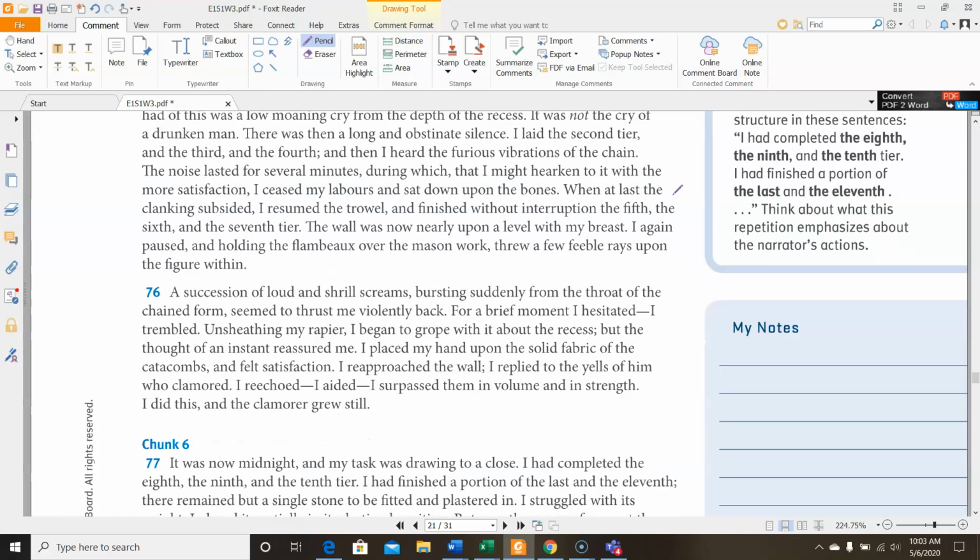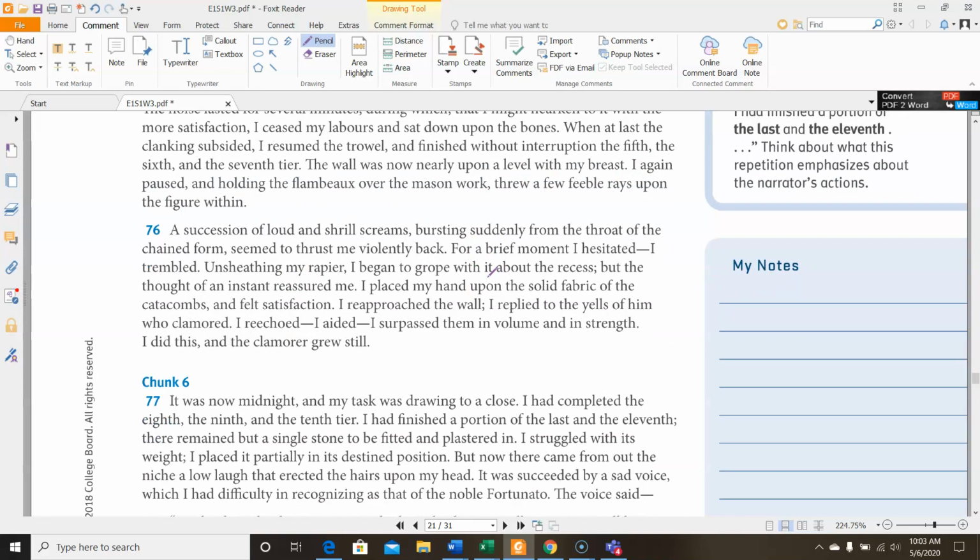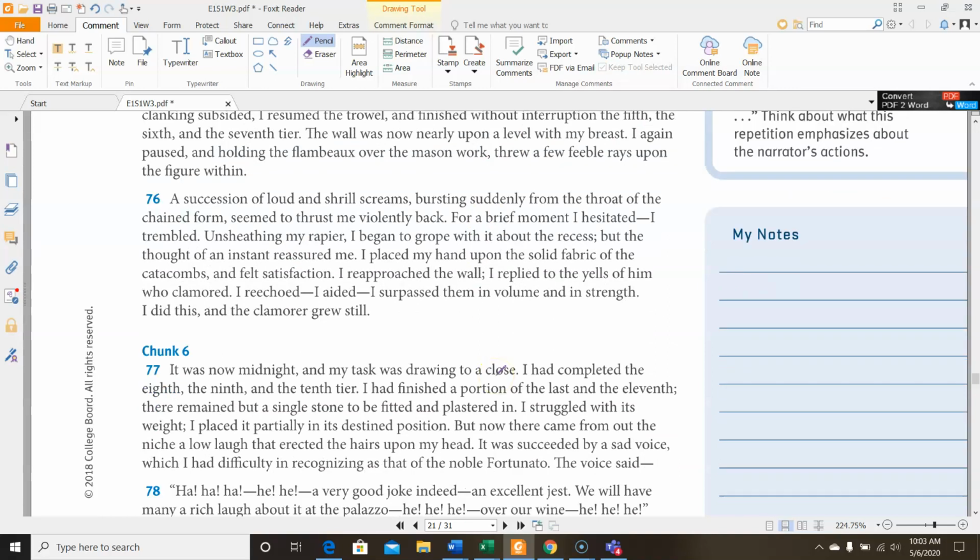A succession of loud and shrill screams, bursting suddenly from the throat of the chained form, seemed to thrust me violently back. For a brief moment I hesitated, I trembled. Unsheathing my rapier, I began to grope with it about the recess, but the thought of an instant reassured me. I placed my hand upon the solid fabric of the catacombs and felt satisfaction. I reapproached the wall. I replied to the yells of him who clamored. I re-echoed, I aided. I surpassed them in volume and in strength. I did this, and the clamorer grew still. So as the man is yelling, Montresor is yelling back at him, mocking him.